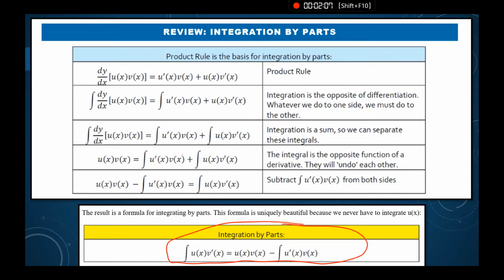Okay, any questions on how we got to our formula? I'm going to give Oliver a second. Okay, any questions on integration by parts? No. Okay, cool.